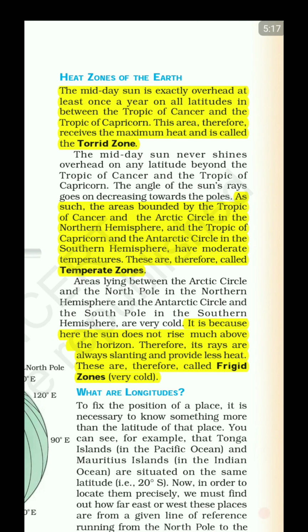And areas lying between the Arctic Circle and the North Pole in the northern hemisphere, and the Antarctic Circle and the South Pole in the southern hemisphere, are very cold. It is because the sun doesn't rise much above the horizon. Its rays are always slanting and provide less heat. They are therefore called the frigid zones.